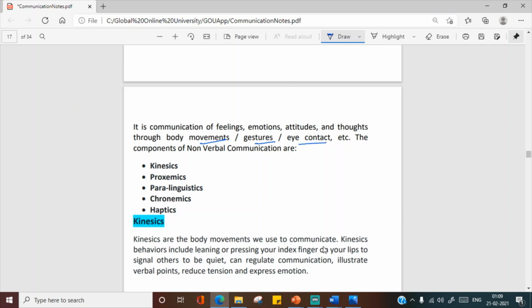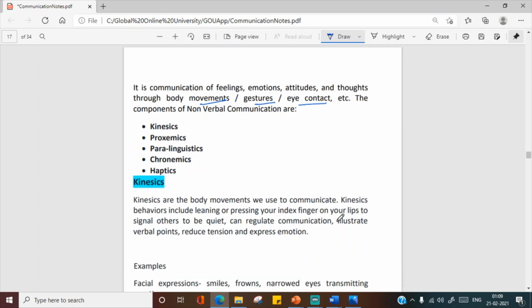For instance, the teacher is teaching in the classroom and the way she is standing, or if the teacher is teaching while making eye contact with the student, it means that she knows the subject well, or she knows what she is teaching. Here I would like to talk about the various components of non-verbal communication, which are kinesics, proxemics, paralinguistics, chronemics, and haptics.